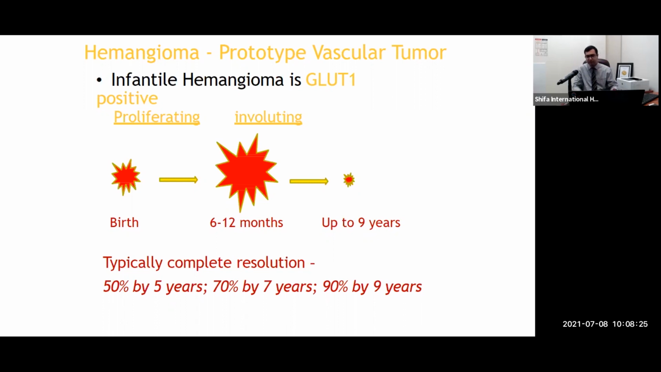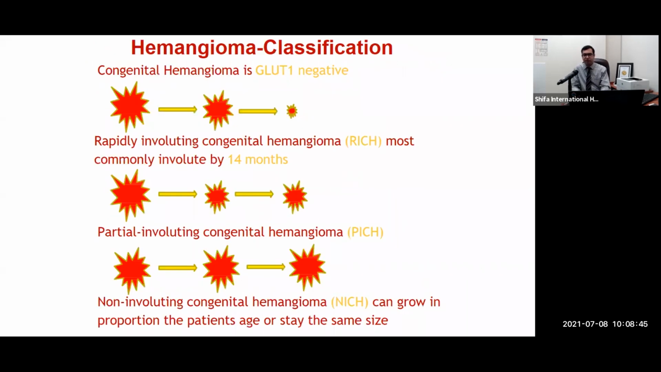And probably that's the reason, if you see, they are not present at birth, they are noticed in the first few weeks of life, then for the first 6 to 12 months they grow, and then they stabilize and then involute by up to 90% in 9 years. So this is sort of a standard pattern for the hemangiomas. So you can see rapidly involuting, congenital hemangioma, partially involuting, and non-involuting.